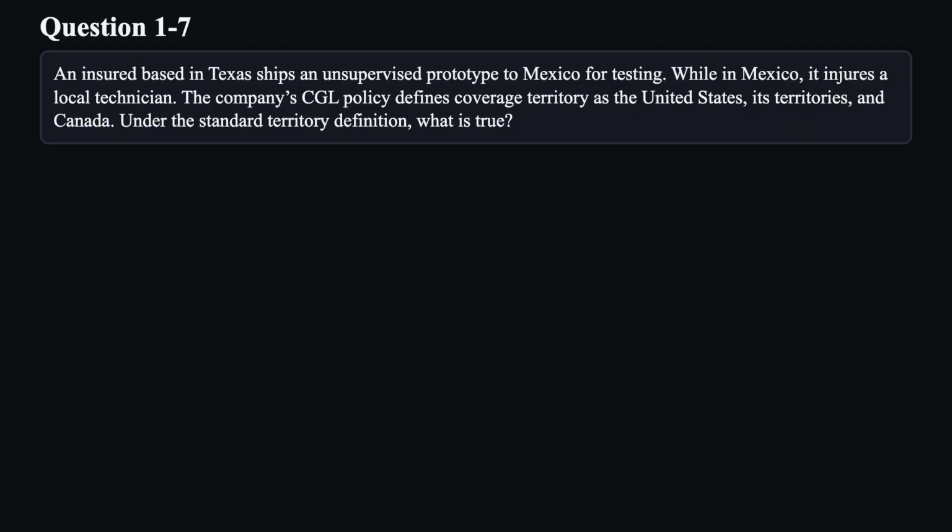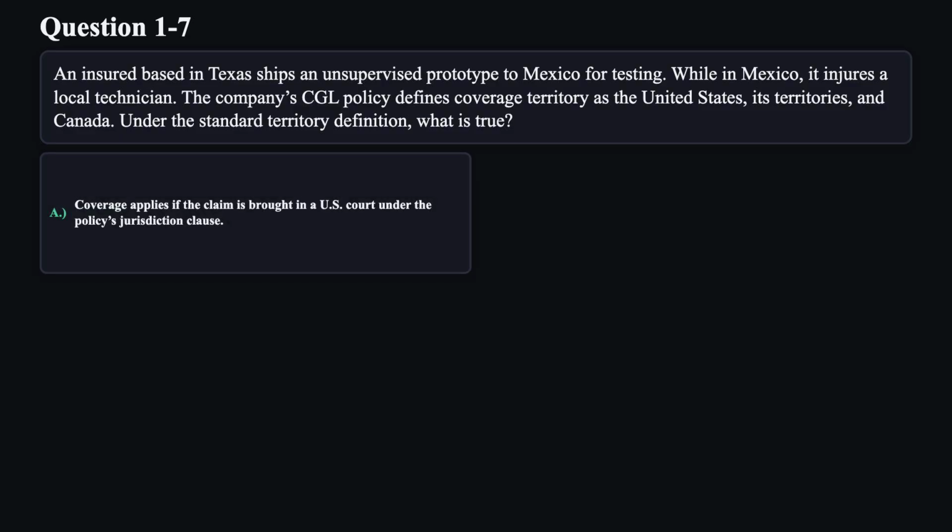Question 7. An insured based in Texas ships an unsupervised prototype to Mexico for testing. While in Mexico, it injures a local technician. The company's CGL policy defines coverage territory as the United States, its territories, and Canada. Under the standard territory definition, what is true?